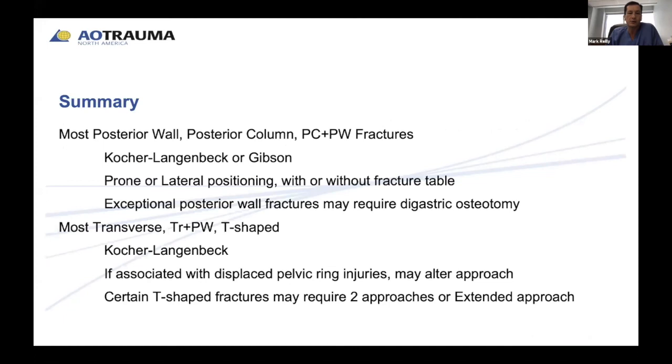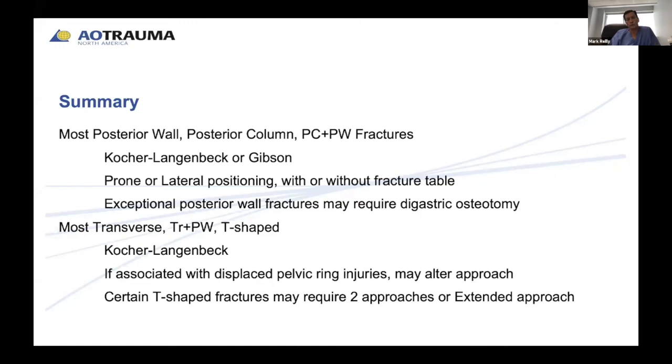If we remember from last week, we saw discussions of the posterior wall fracture, the posterior column, as well as posterior column plus posterior wall fractures. Dr. Krieger told us last week that the posterior wall fracture could be approached through a Coker-Langenbeck approach or through a Gibson approach. This applied to the posterior column or posterior column plus posterior wall fractures as well, although most of those are typically approached through a Coker-Langenbeck. For all 3 of these fractures, prone positioning may be advantageous, but lateral positioning is certainly an option.